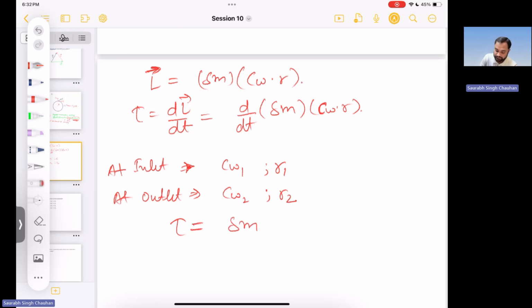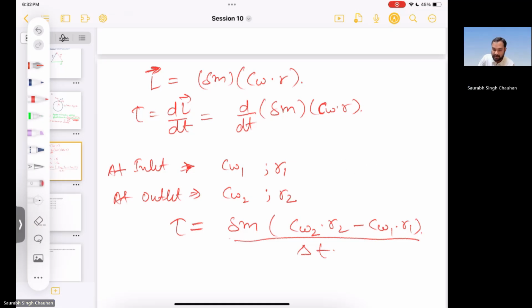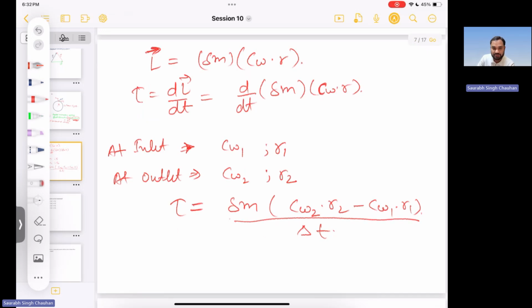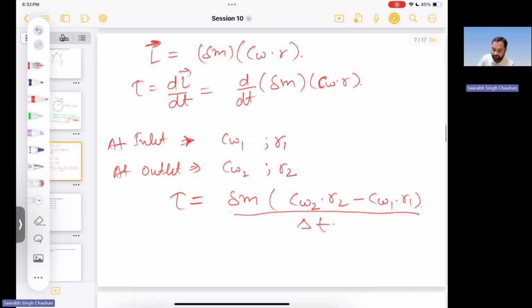delta M times CW2 into R2 minus CW1 times R1. This is the change, divided by delta T. I am not writing dt now, because I am writing in terms of a finite change, which is not infinitesimally small. So what we got is mass flow rate times CW2 R2 minus CW1 R1.